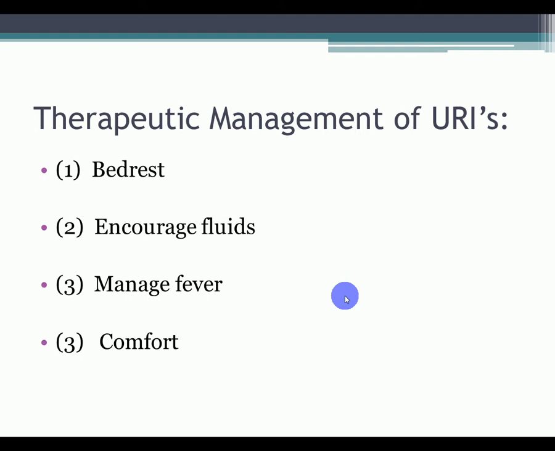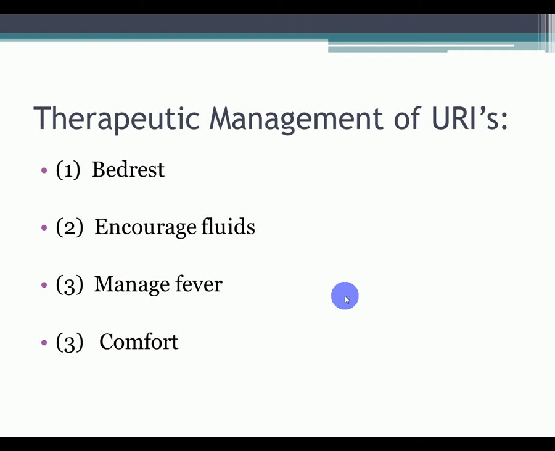Bed rest until free of fever. Now, you would think this would be a luxury, but with children, it's not. Keeping them on bed rest is sometimes not easy. So you have to have lots of diversional activities, distraction, and things to keep their mind doing other things that are appropriate. Number 2, encouraging fluids.